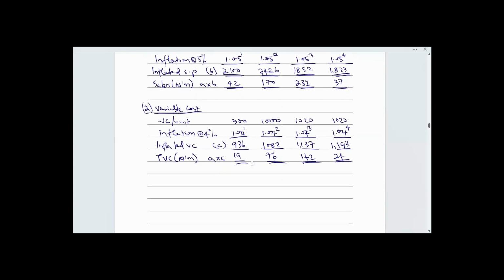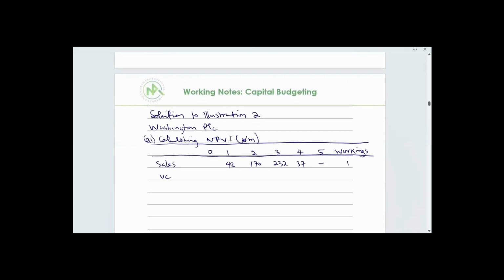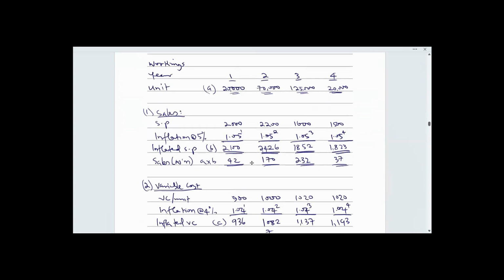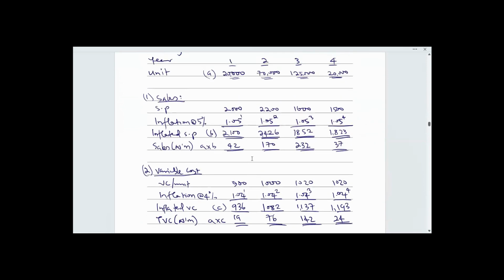Move on. Now that I have my variable cost calculated, I need to go and post. 1976 variable cost, 1976, 142. Am I correct? Yes, sir. What about year 4? Year 4 we had 37. No, 24. Sorry, sir. Do we have the solution in the material you shared?